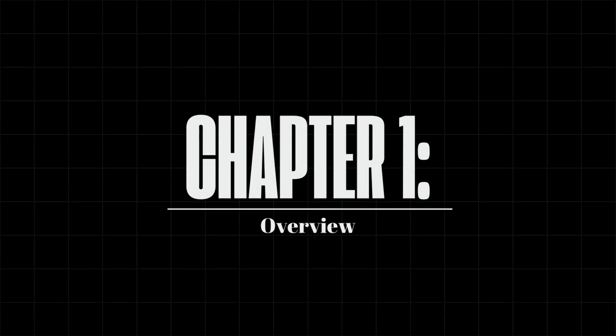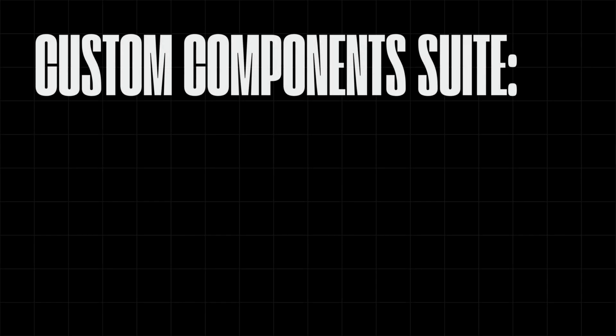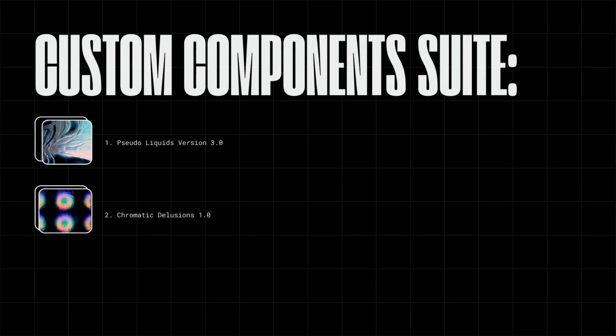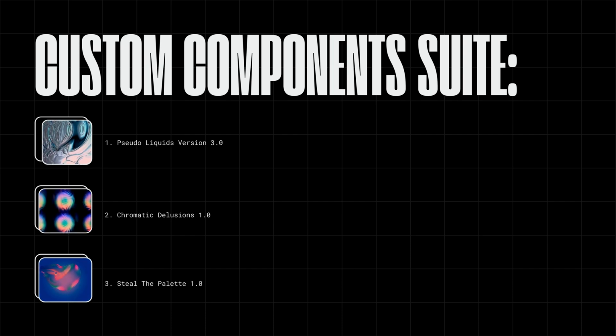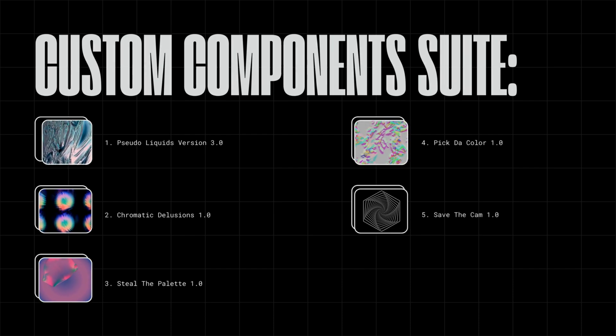Chapter 1. Overview. Let's review the next custom components. 1. Pseudo Liquids. 2. Chromatic Delusions. 3. Steal the Palette. 4. Pick the Color. 5. Save the Cam.